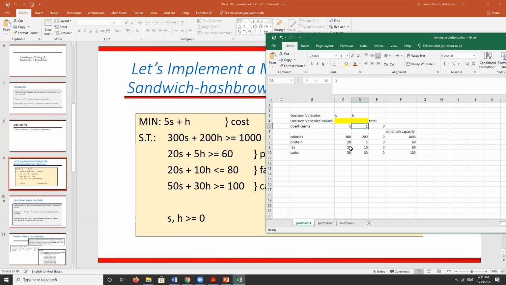So what can we do? We can put in the formula for finding the total cost. Look at the total cell. I said total cost is this cell, C5 times C4 plus D5 times D4, and sum them up. Right now it is empty or zero because there is nothing in my decision variables. So let's just put some in.